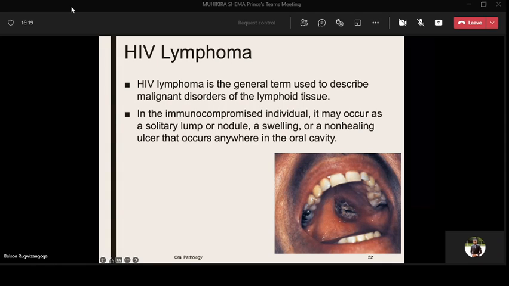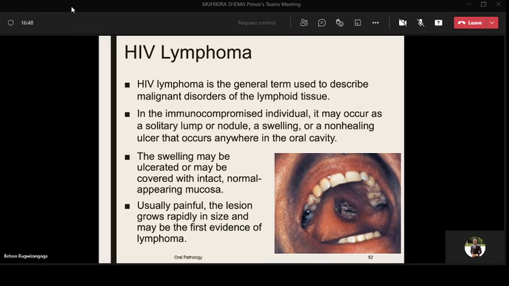So in immune-compromised individuals, a lymphoma will occur as a solitary lump or nodule, as a swelling or a non-healing ulcer that occurs anywhere in the oral cavity. So it can be on the tongue, on the floor of the mouth, and so on. The swelling may be ulcerated or may be covered with intact, normal appearing mucosa. It is usually painful. It grows rapidly, and it may be the first evidence of lymphoma, because this patient may be having a larger lymphoma somewhere else, and they have its counterpart in the oral cavity.